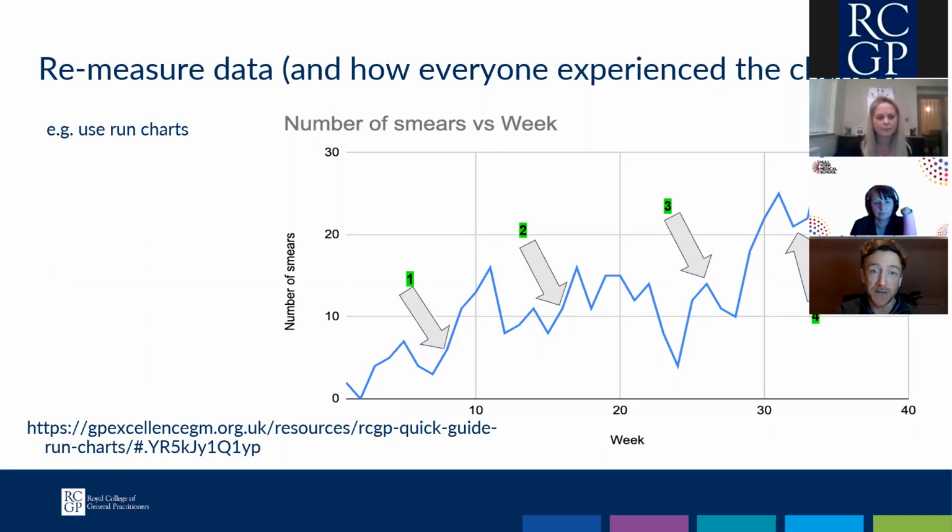So the changes happened every 8 weeks. Change 1 was implemented when text messages were sent on the day prior to appointment to remind the woman to attend. Change 2, and as you can see there, the average number of smears taken per week went up after that change.